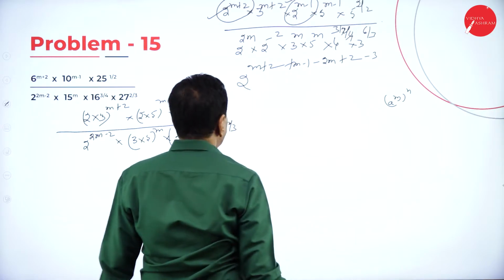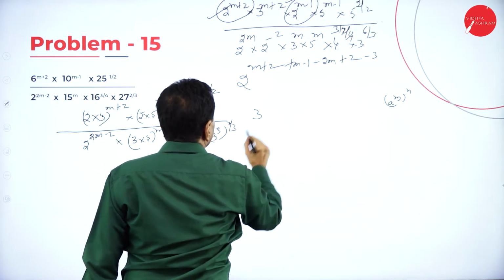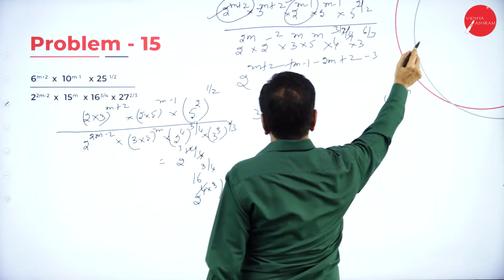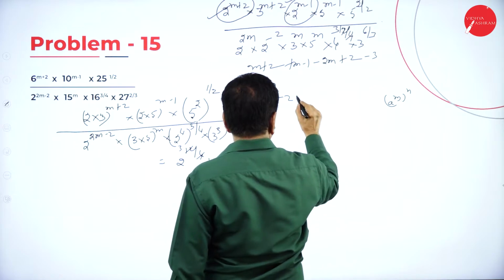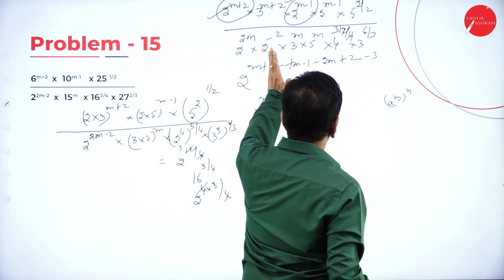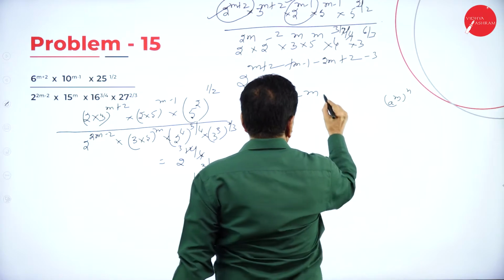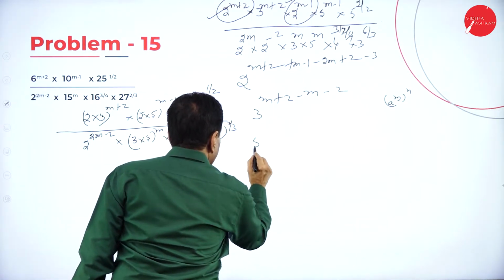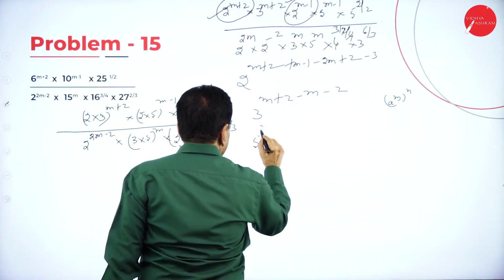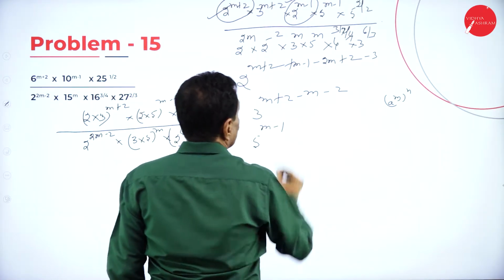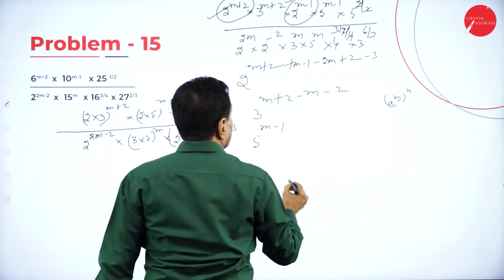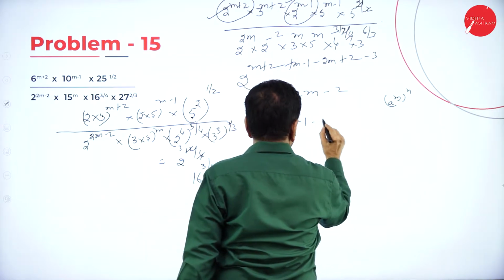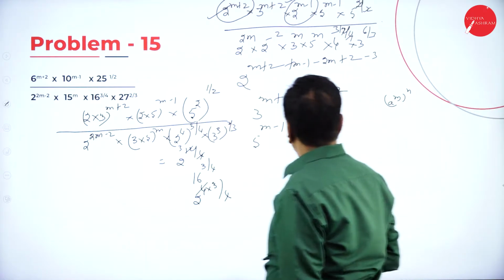Come back to 3. 3 to the power of m plus 2. Then there is no 3 here, so minus m. 3 2s are 6, minus 2. Come back to 5. 5 to the power of m minus 1. 2 1s are 2, 5 plus 1. Come back here, minus m. That's all. Come back here.